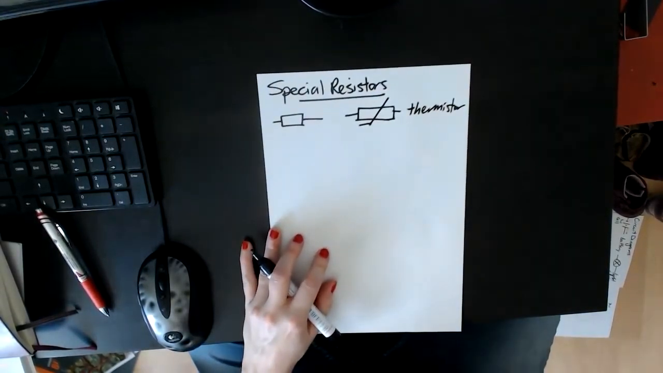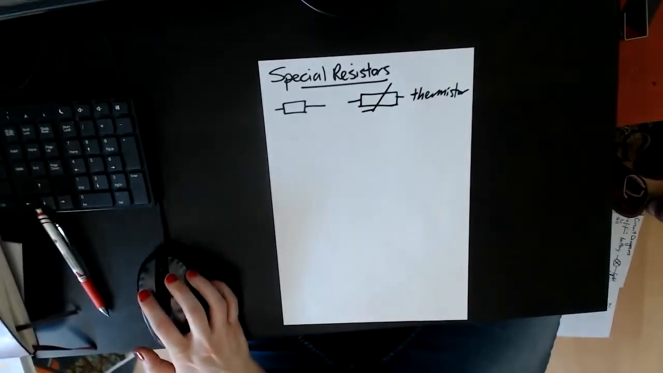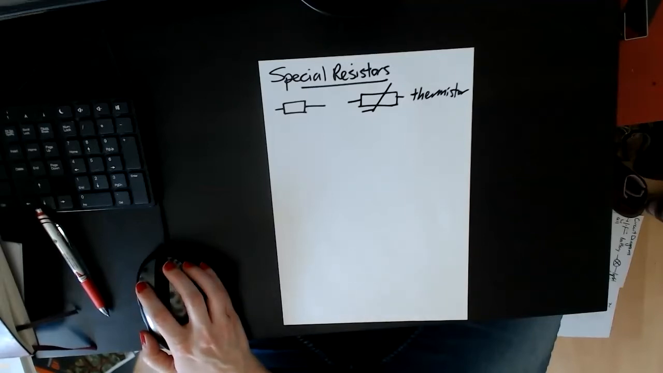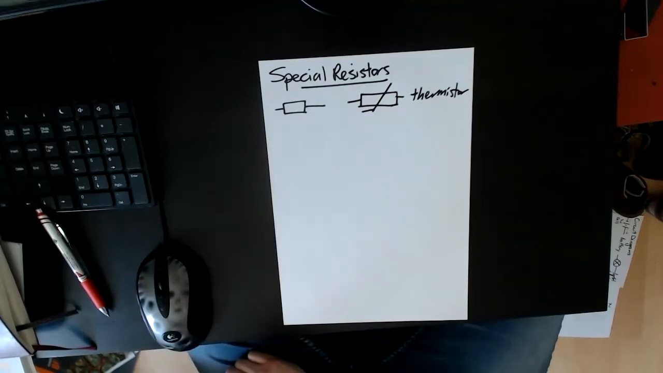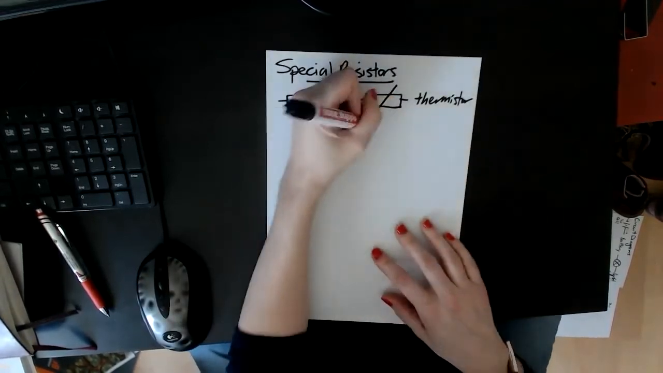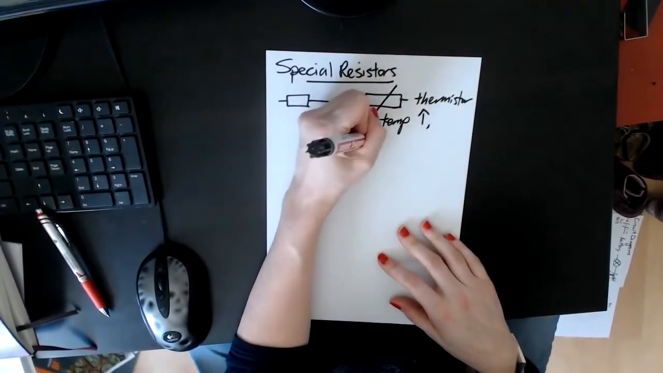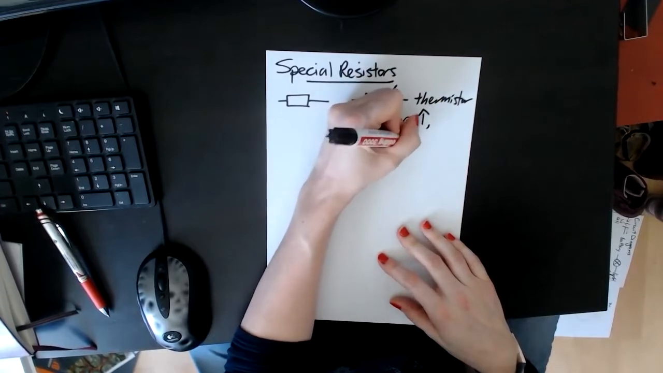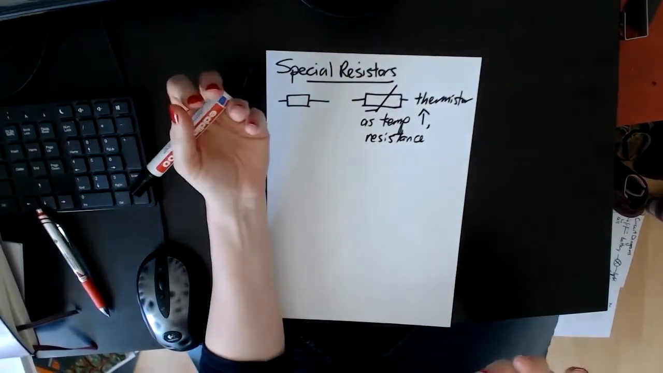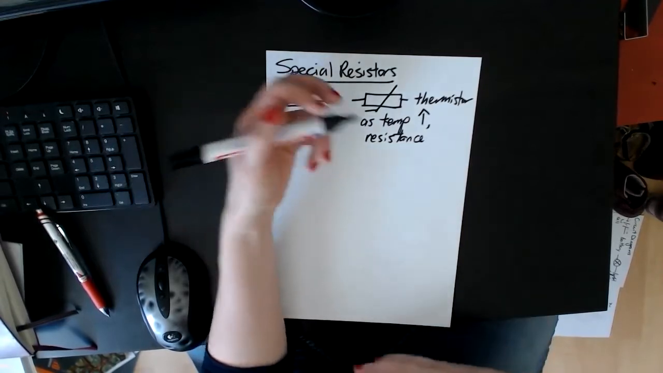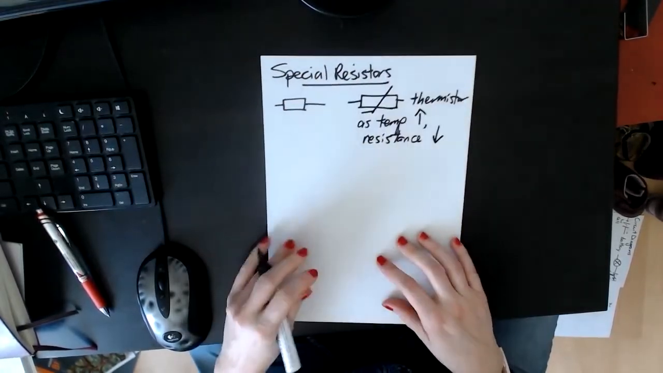And so the idea is that as the temperature of a circuit increases, then the resistance of the thermistor actually decreases. So as the temperature increases, the resistance decreases, which is opposite to what normally happens in a system. Normally, if a wire heats up, the resistance in that wire increases. But here, the resistance will decrease, right?